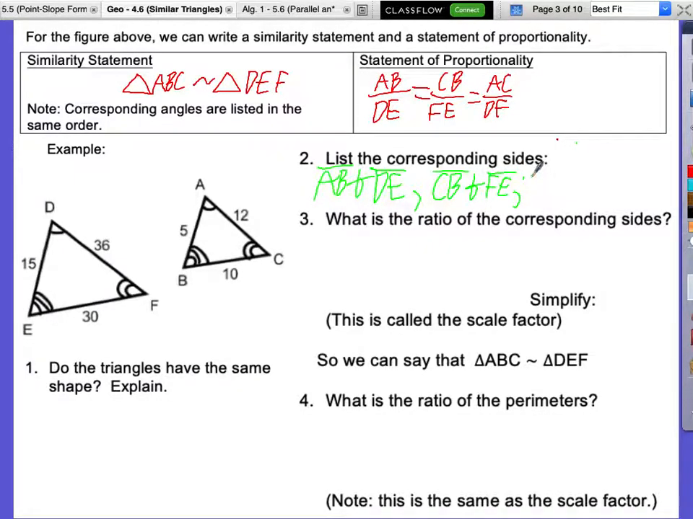And then who can give me the last pair of corresponding sides here? Gracie. AC and DF. Very good. Those would be corresponding sides as well.